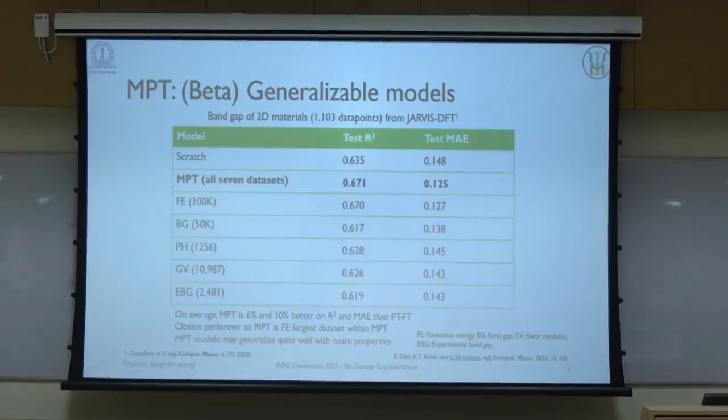We train the models, or pre-train the models, on 3D data. So shear modulus, formation energy, and so on. These are all 3-dimensional properties. So we train on band gaps of 2D materials, and we see that our multi-property pre-trained models, or M3D models, with more generalizable models perform much better compared to simple pairwise transfer learned models. Right? So we also found a way to create better generalizable models.